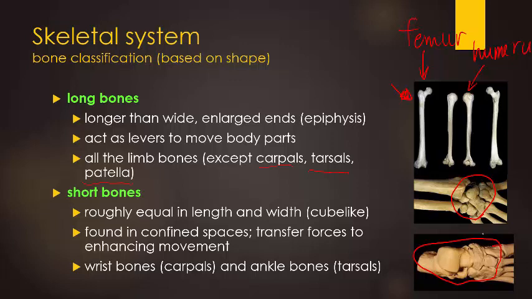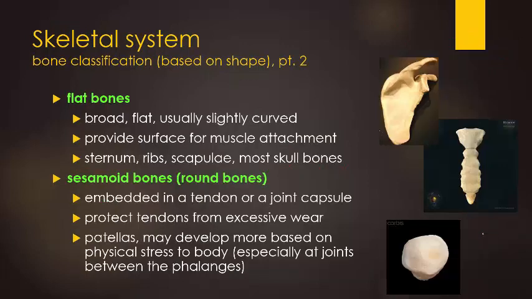All right, so long bones and short bones. There are also flat bones. Flat bones have broad, flat surfaces. There's usually a slight curve to them. So other flat bones, I've shown here the scapula. Here is another flat bone, the sternum.